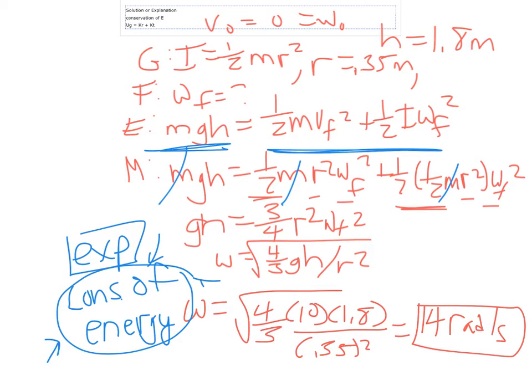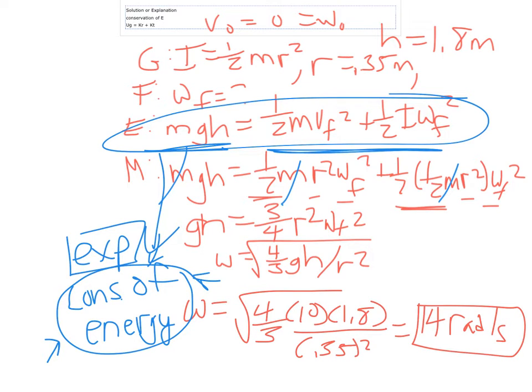Missing this, I took off points because you can't just say, well, we just know mgh equals 1/2 mv squared. No, we don't. This is not a given statement. It just works for this particular situation because of conservation of energy, and that you have potential energy at the top and kinetic energy at the bottom.